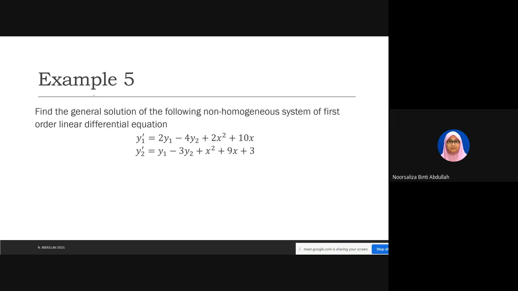Okay, so find the general solutions of the following non-homogeneous system. Okay, kalau you ada y1 prime equals to 2y1 minus 4y2 plus 2x square plus 10x. Okay, y2 prime equals to y1 minus 3y2 plus x square plus 9x plus 3. Okay, now your G is polynomial. Betul? Your G is polynomial kan? So this is your G.